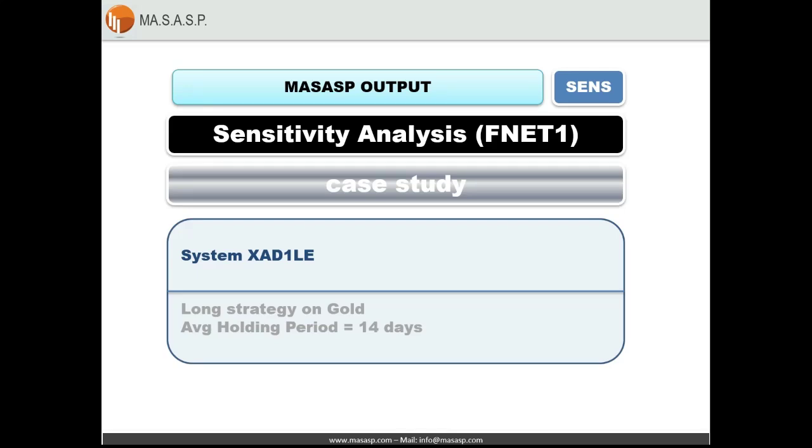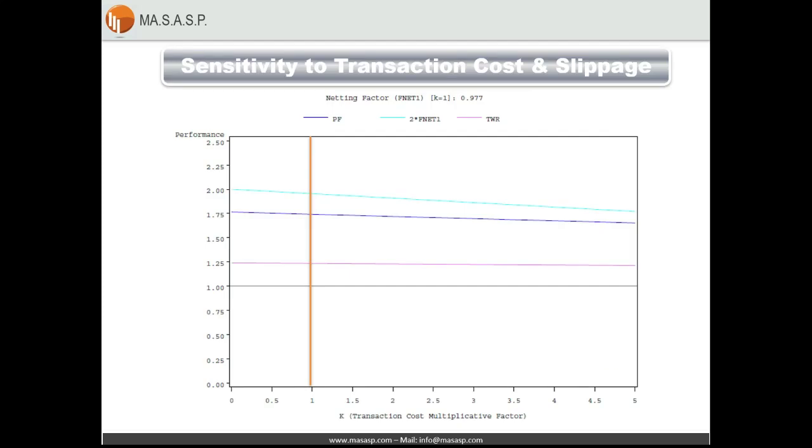Let's see a real-life example referring to the greedy long strategy on gold. The x-axis in this chart is meant to model different scenarios. The tick 0 on this x-axis refers to the unrealistic case of no transaction cost at all. It is just to show the gross figures of our performance metrics. We have just two performance metrics here, the profit factor and the terminal wealth reality, which are going to be discussed in lesson 6.